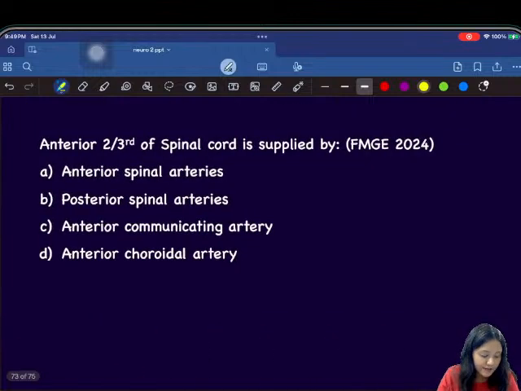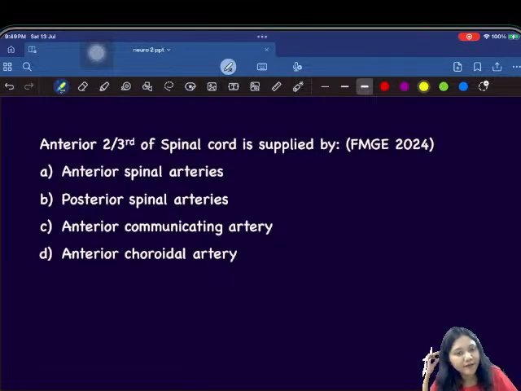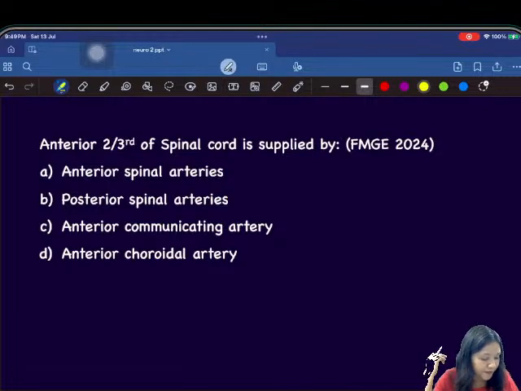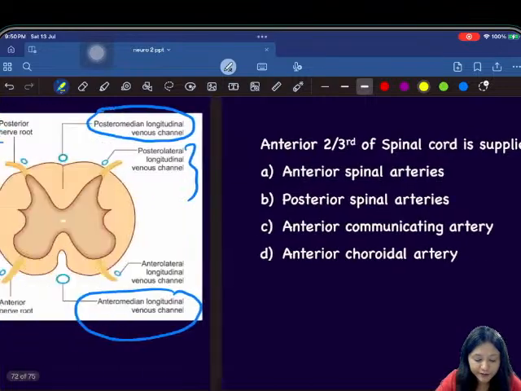So I want the answer from the chat. The anterior 2/3 of the spinal cord is supplied by: anterior spinal, posterior spinal, anterior communicating, or anterior choroidal? Just now we have studied about the blood supply. Anybody who wants to answer in the chat? Just now we have studied it.